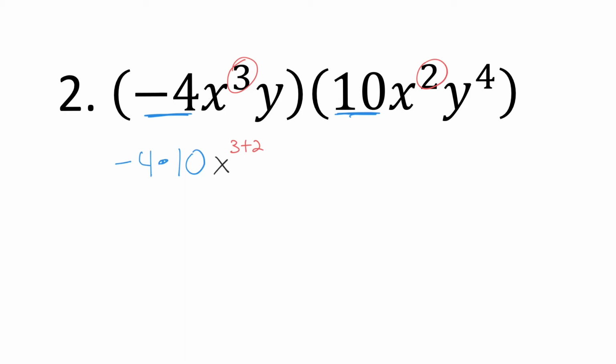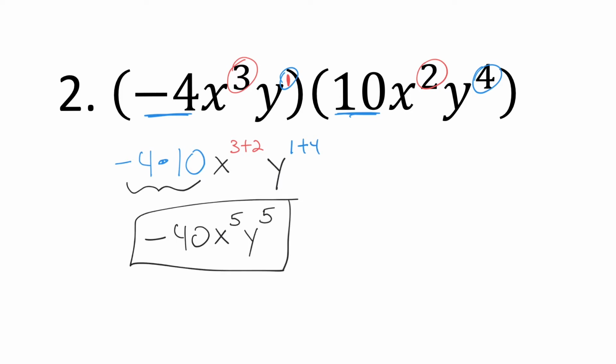Then for the y, well, this first y, it has an invisible 1 exponent. So let me just write that down. And the second y, you're multiplying by y to the 4th. So you guys keep the base y, and you are going to add the exponents 1 plus 4. So when you guys do finish the problem, you multiply -4 times 10, that's -40. X, we have an exponent of 5, and the y, we have an exponent of 5 as well. So my answer is -40, x to the 5th, y to the 5th.